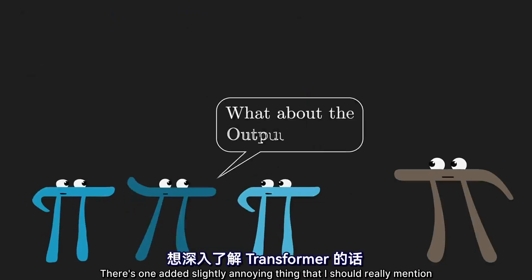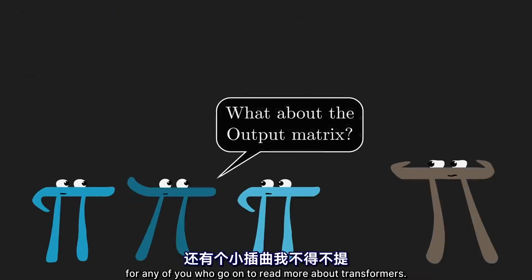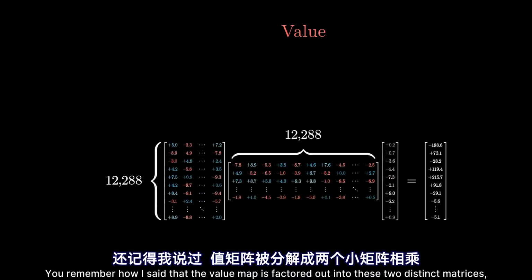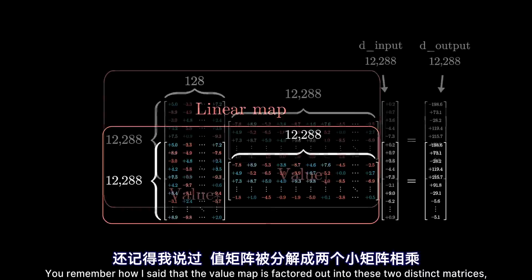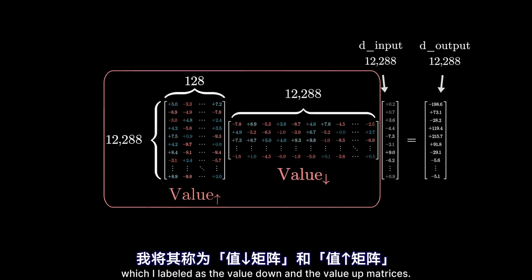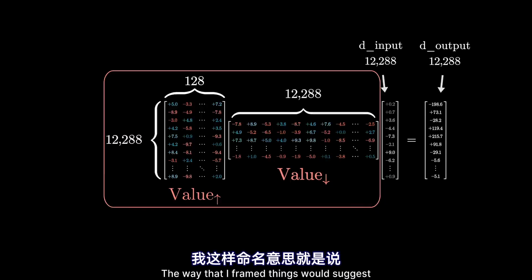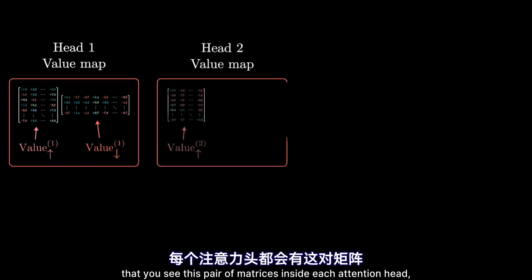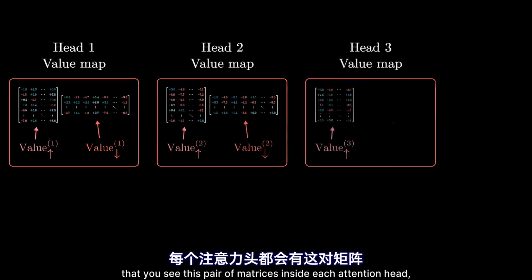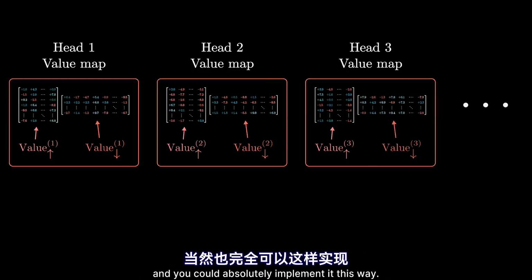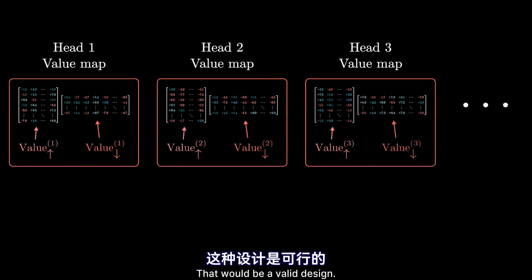There's one added, slightly annoying thing that I should really mention for any of you who go on to read more about transformers. You remember how I said that the value map is factored out into these two distinct matrices, which I labeled as the value down and the value up matrices. The way that I framed things would suggest that you see this pair of matrices inside each attention head. And you could absolutely implement it this way. That would be a valid design.